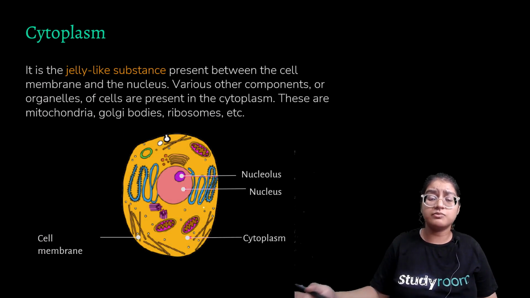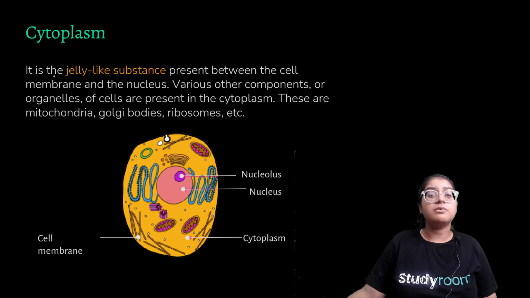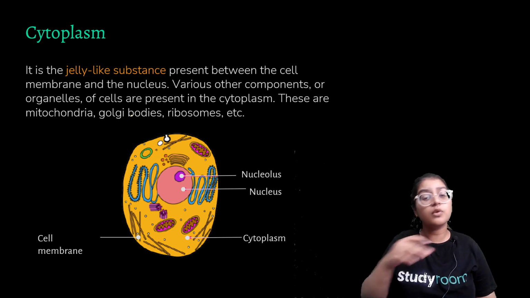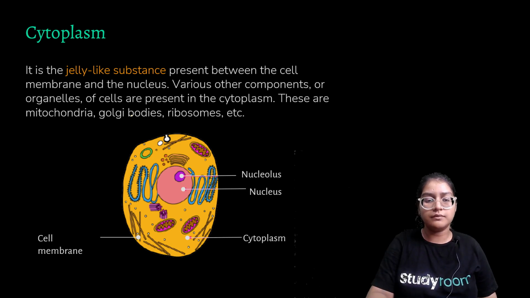What is cytoplasm? We have been discussing cytoplasm. It is the jelly-like substance present between the cell membrane and the nucleus. So this is nucleus, this is cell membrane, and the yellow part here is cytoplasm. Cytoplasm has several cell organelles of different varieties. There are mitochondria, Golgi bodies, ribosomes, which float in the cytoplasm.